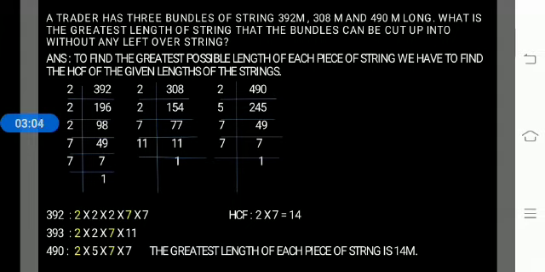The factors of 392 are 2 into 2 into 2 into 7 into 7. And the factors of 308 are 2 into 2 into 7 into 11. And the factors of 490 are 2 into 5 into 7 into 7. The common factors of 392, 308 and 490 are 2 and 7. Therefore, the HCF is 2 into 7, 14. The greatest length of each piece of string is 14 meters.